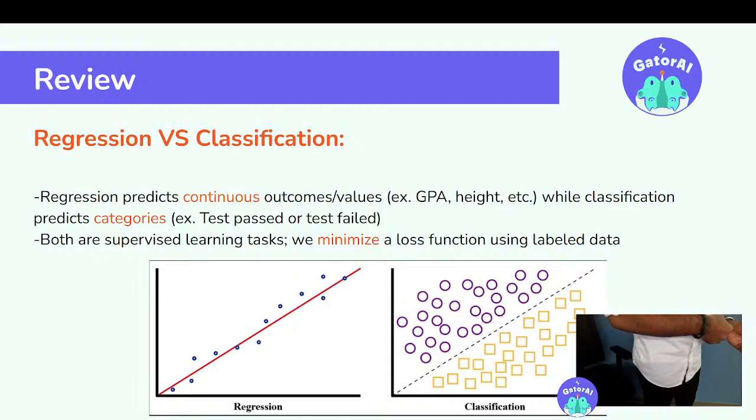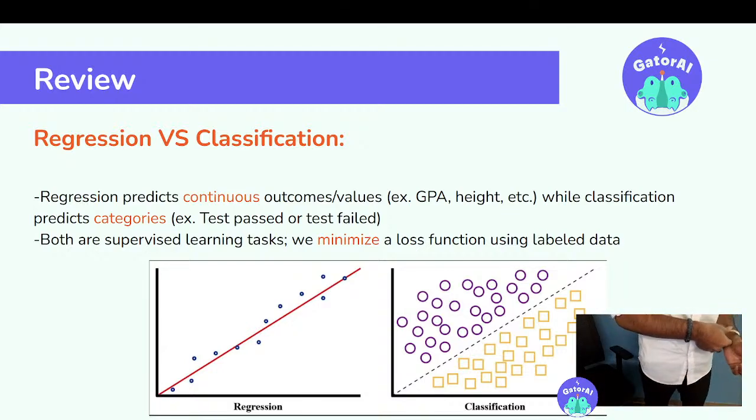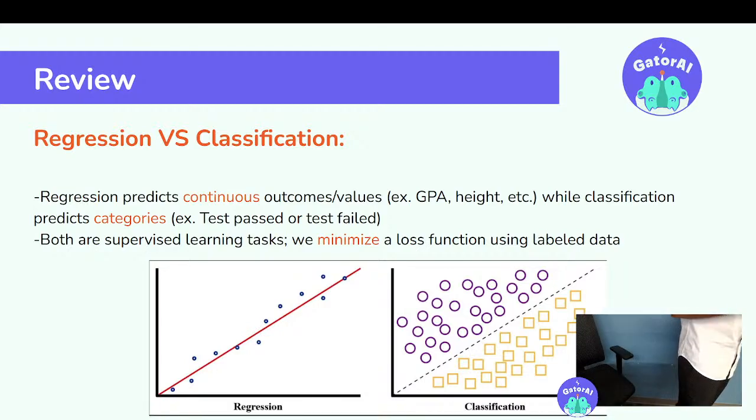So let's say I had the height of a certain population. We already have the heights for each person within that population or that sample we're using. So that's what we're referring to when we say supervised learning. And the goal in supervised learning is to implement loss functions. What a loss function is, we want to measure how wrong our predictions are, because if we know how wrong our predictions are, that allows us to improve our predictions and be more effective.